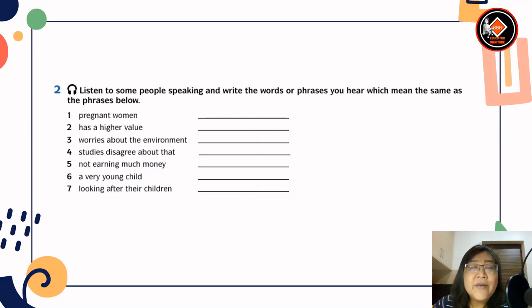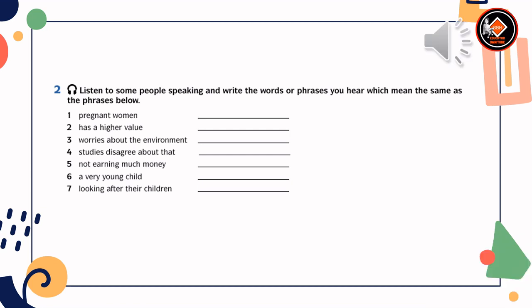Dear students, for exercise 2, listen to some people speaking and write the words or phrases you hear, which mean the same as the phrases below. So here you have 7 phrases. Pregnant women, has a higher value, worries about the environment, studies disagree about that, not earning much money, a very young child, and the last one, looking after their children. Unit 10. Listening. Exercise 2.